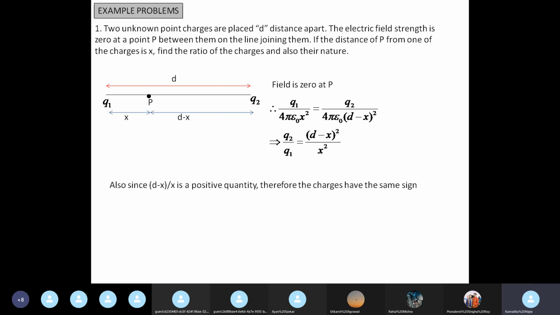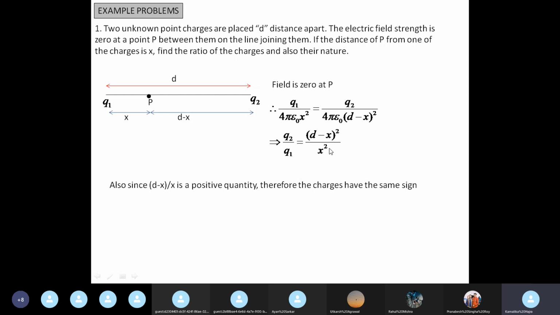So ma'am, both charges should be same. Yes, both charges are same. They are repelling each other. That is why there is a point where they neutralize each other. They are in the ratio d minus x by x whole square.